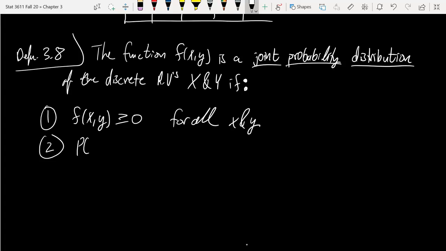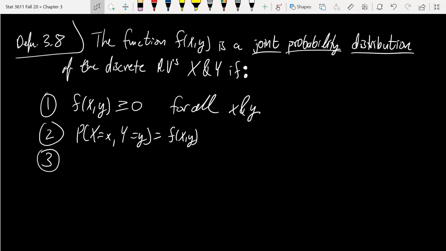Two, the probability that x is equal to some value little x and y takes on some value little y should be equal to the function evaluated at that point. Three, if we add up all the probabilities, just like we did in the single variable case, all the probabilities should sum up to 1, right?